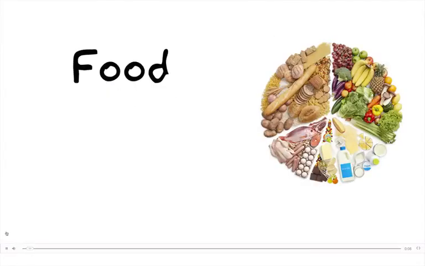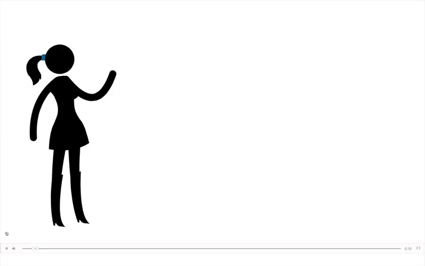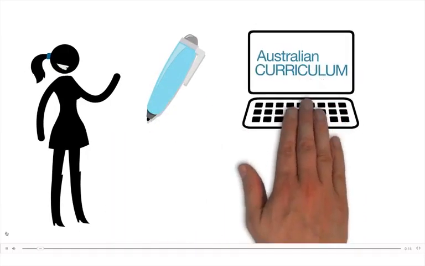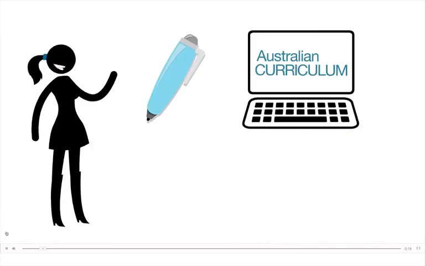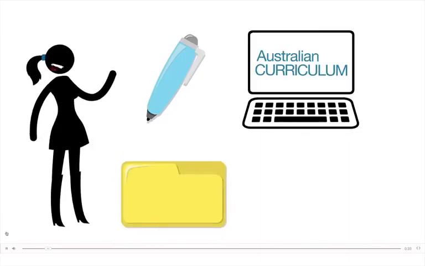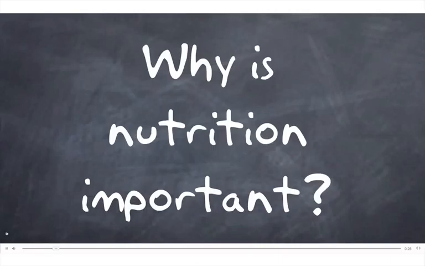The topic I've chosen to present is food and nutrition, focusing specifically on childhood obesity. I'll provide a brief overview of the topic and identify where the health area is covered in the Australian curriculum. I will then provide strategies regarding the teaching and learning of food and nutrition in schools and critically analyse the Healthy Active Kids program. So why is nutrition important?